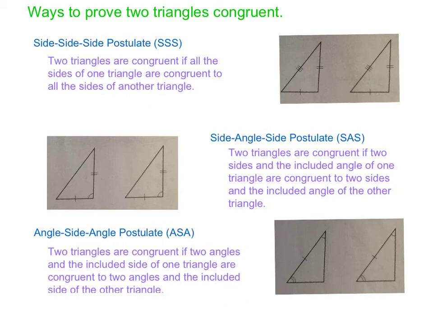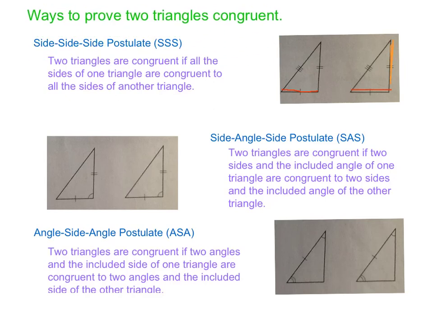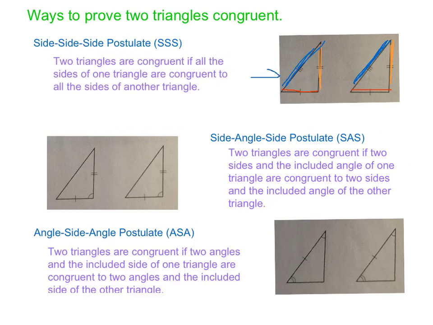Alright, so here's 3 ways you can prove triangles congruent. One way is the side-side-side postulate, which is SSS, and that just says that 2 triangles are congruent if the sides of one of the triangles are congruent to all the sides of the other. So if you can see here in the drawing, that side is congruent to that side, and we've got this side being congruent to this side, and we also have this side congruent to that side. So all 3 sides of this triangle are congruent to 3 sides in that triangle, and that's the side-side-side postulate there.